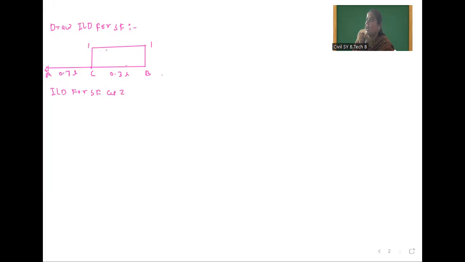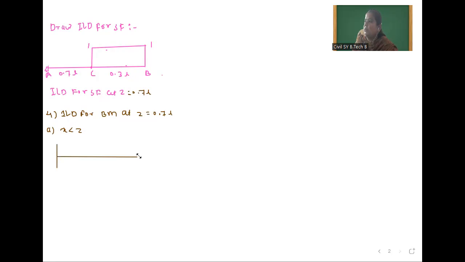Now we will draw the last diagram, the ILD for bending moment at Z, which is equal to 0.7 L. Here also Z is equal to 0.7 L. So again here we have to consider two cases. The first condition is x is less than z, and the second condition is x is greater than z. So for this, first we will draw the original figure or original beam.